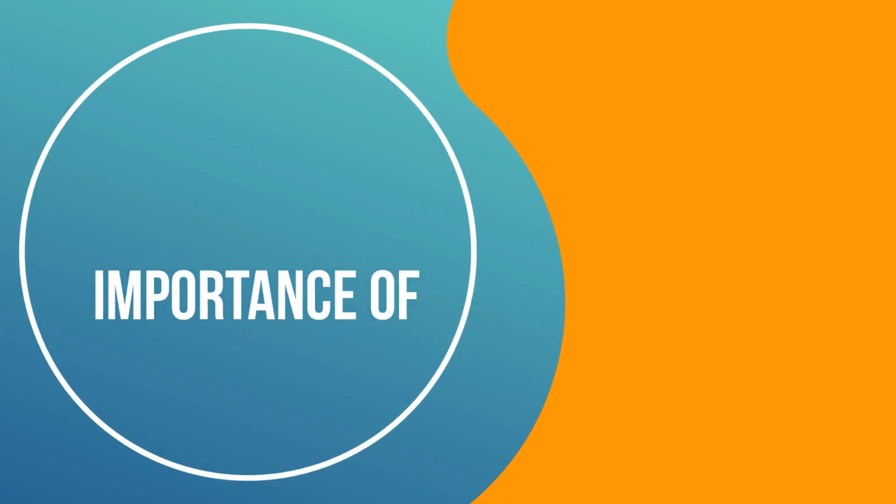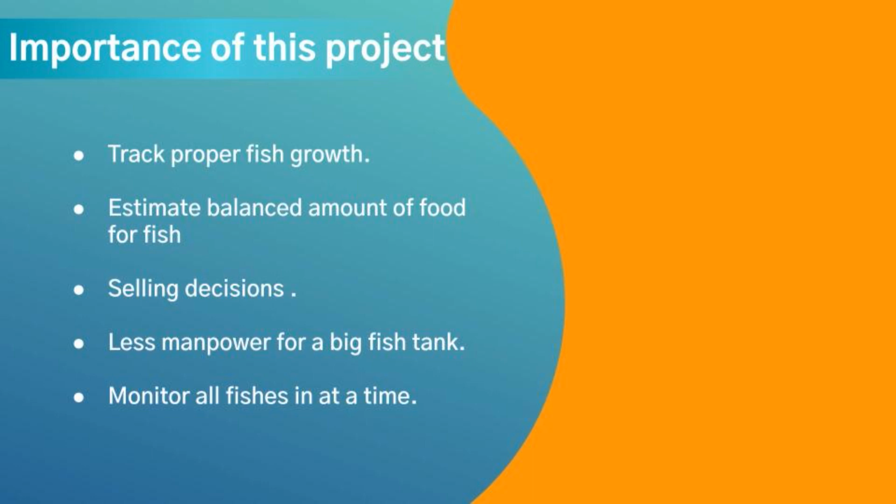Now let's proceed to the importance of our project. Our model can easily track the growth of fishes automatically without disturbing its real movement. It helps to understand the balanced amount of food for fishes as fish needs its food as per its size. Overeating or shortage amount of food causing a huge number of deaths for fishes. It make a big loss to the farmer.